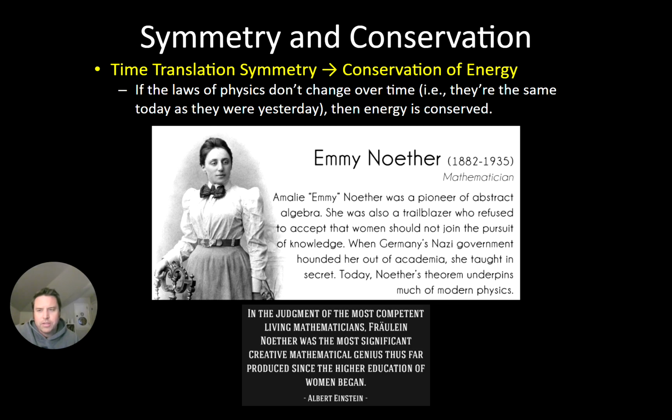And then symmetry and conservation. So this energy, I think you've heard this before too. Energy is conserved. What you started with is what you end with. That is a universal physics fact. And for a long time we didn't know where it came from. And then in the 1900s, Emmy Noether realized that time is symmetrical.